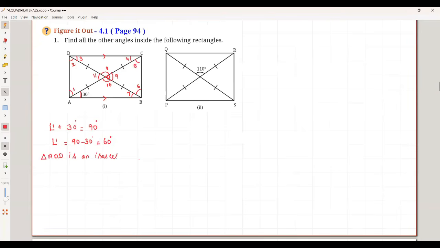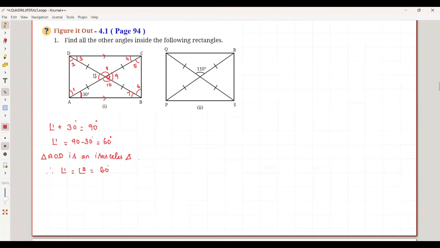Because two sides are equal, you can see this line denotes these two sides are equal: isosceles triangle. In an isosceles triangle, the base angles will be equal. So isosceles triangle means angle 1 will be equal to angle 2. So how much is it? 60 degrees. Angle 1 and angle 2 both are 60 degrees.